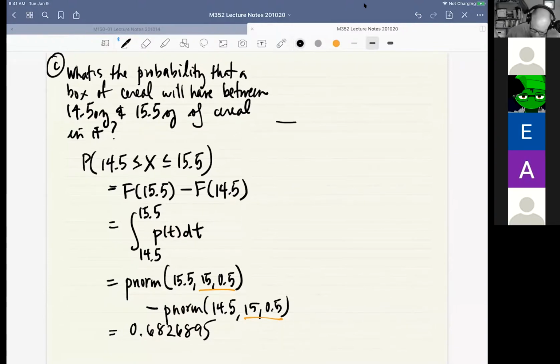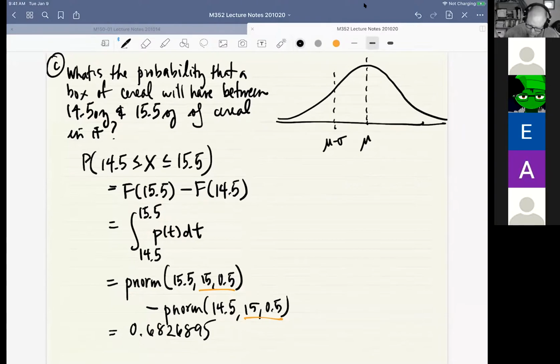So I'm going to point out that what we just did is that we looked at the special region I mentioned before, and we calculated the area between the mean minus a standard deviation and the mean plus a standard deviation. And we got about 68.26% of the total area under the PDF, graph of the PDF.